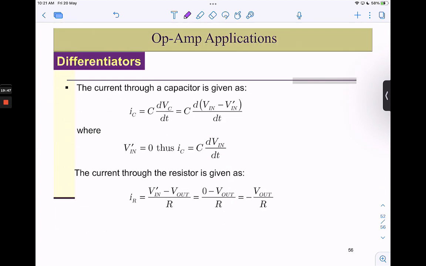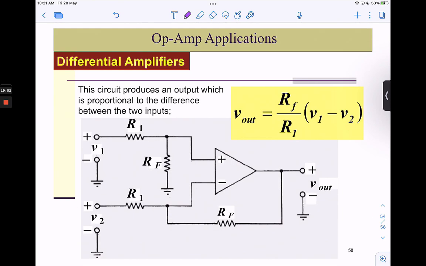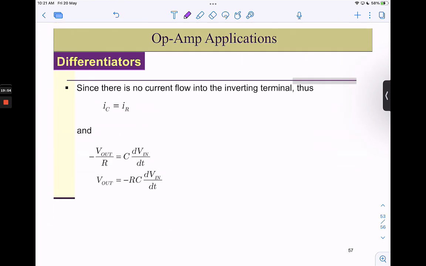Any questions? I leave this slide for you to go through. Any questions regarding these topics?